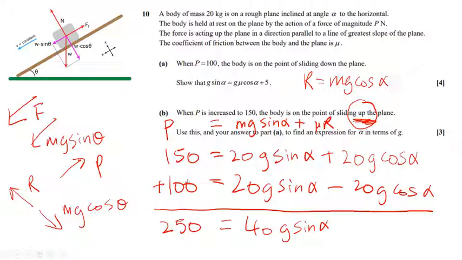So now we can add both equations together. You end up with 250 is equal to 40g sine alpha. If you look at the plus and the minus g cos alpha, they cancel out.